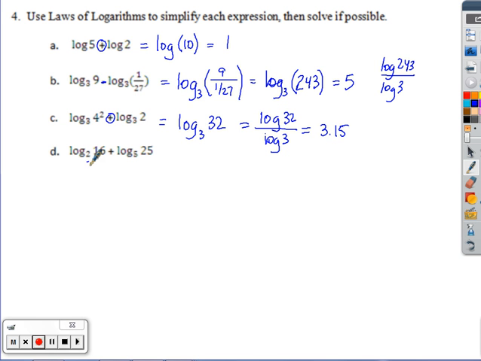Last, they don't have the same base, base 2, base 5. They cannot be combined. So we look to simplify them individually first. Log base 2 of 16 is 4. Log base 5 of 25 is 2. If you don't know that, use your change of base. You just got to get used to doing that. Log of 16 over log of 2. There are some that you have to use change of base for, but remember, you can use change of base anytime. 4 plus 2 is 6. Final answer.